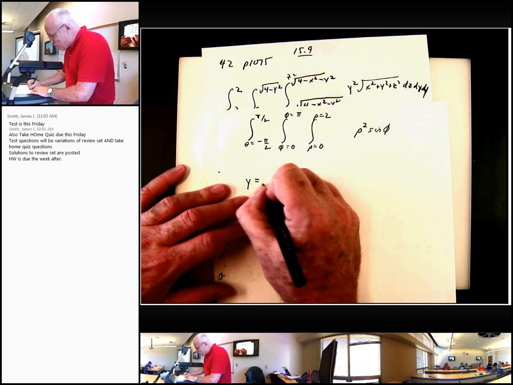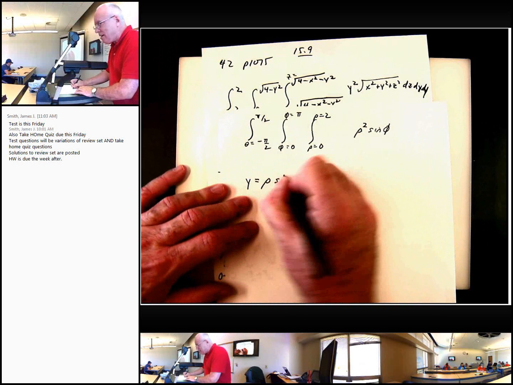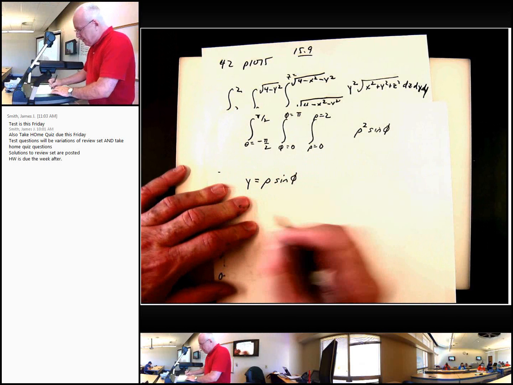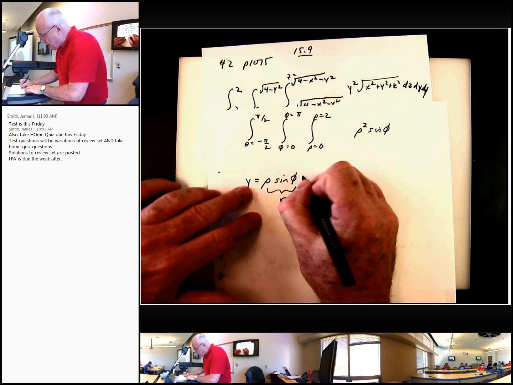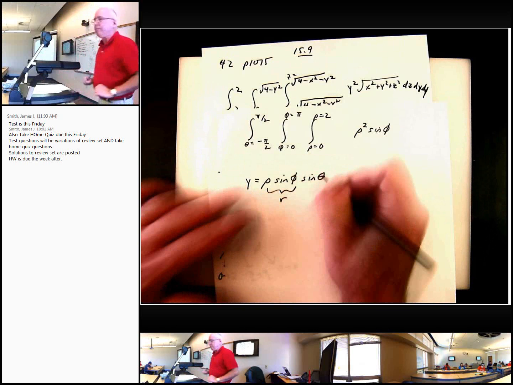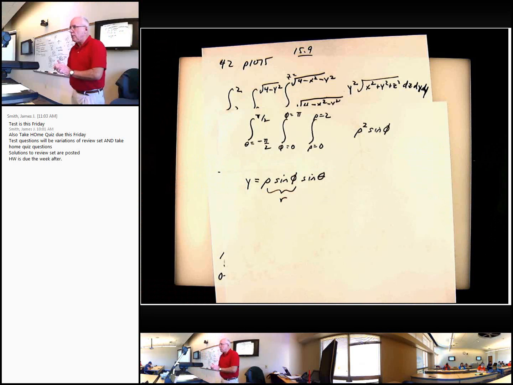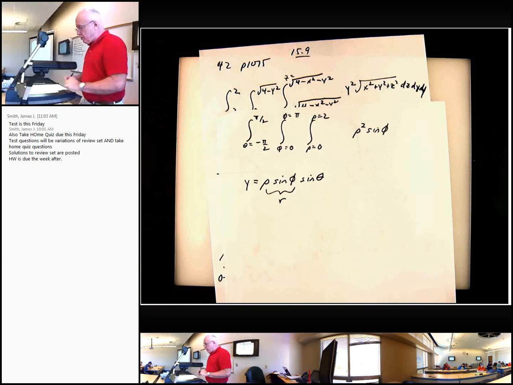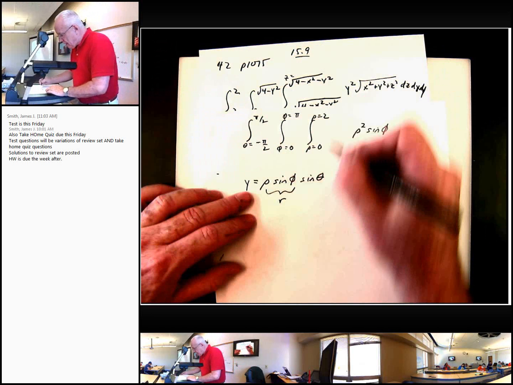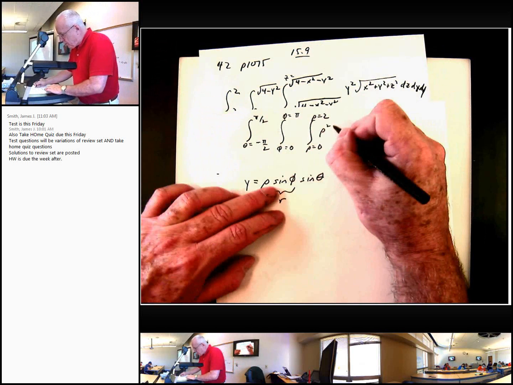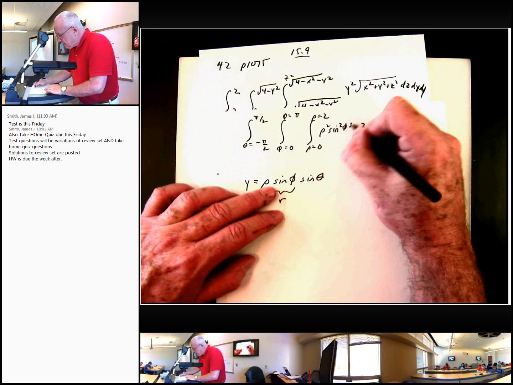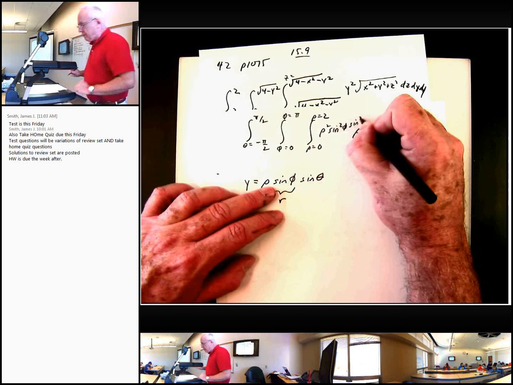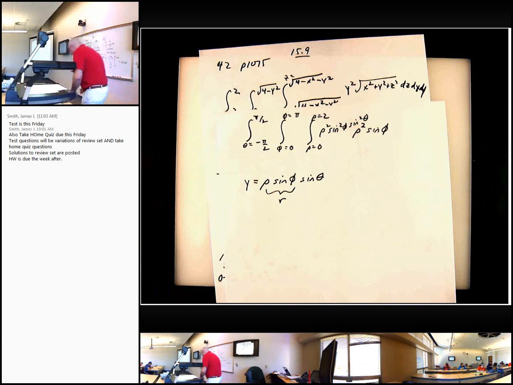It's equal to rho sine of phi, which is actually the same as r, times the sine of theta. That's a rectangular y in spherical coordinates. I have a y squared here, so I'm going to have rho squared sine squared of phi sine squared of theta. I've got to square the y.